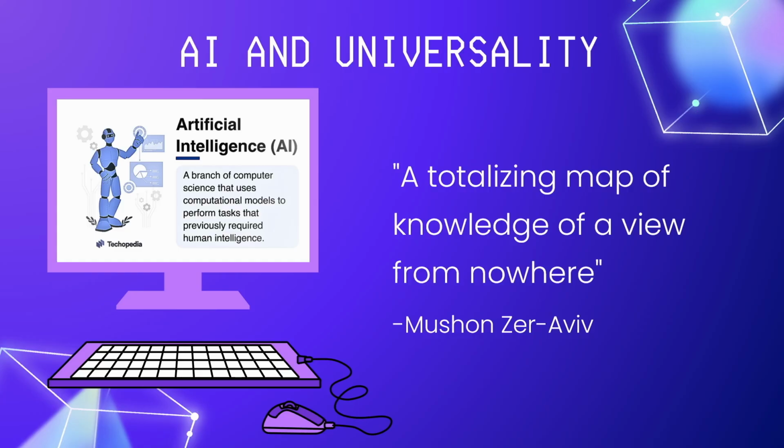So to move forward, we have to look into the past, uncover some overlooked histories, and incorporate them into our future. It is a commitment to change that's important, but what does it mean to decolonize AI, and how does that intersect with art history? A compelling description of AI comes from Mushanzi Raviv, who in a lecture series described AI as a machine attempting to create a totalizing map of knowledge from a view from nowhere, echoing Donna Haraway's concept of a view from nowhere in map making.